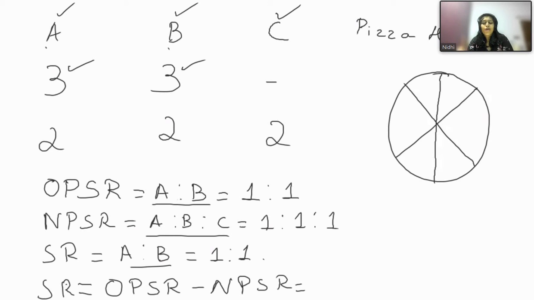Always remember, old profit sharing ratio will only have the old partners' share. New profit sharing ratio will always have the old partners' share as well as the new partner's share. If you don't have the new partner's share, then we cannot say it is a new profit sharing ratio. And sacrificing ratio will only include the old partners, because they are the ones who are sacrificing for the new partner. Yes, I hope the concept is clear now.